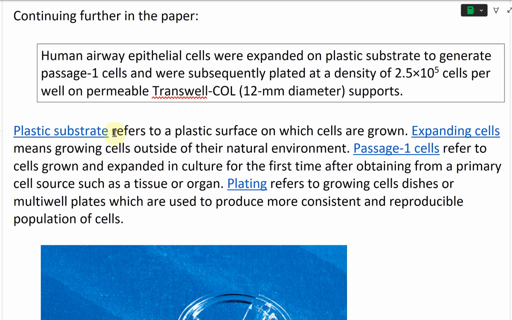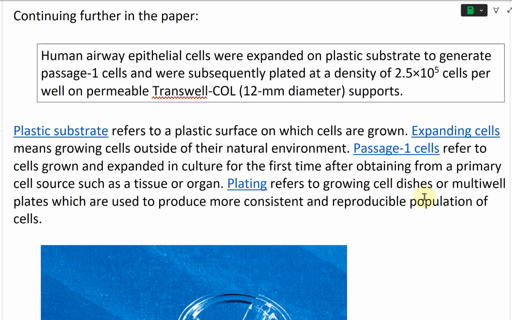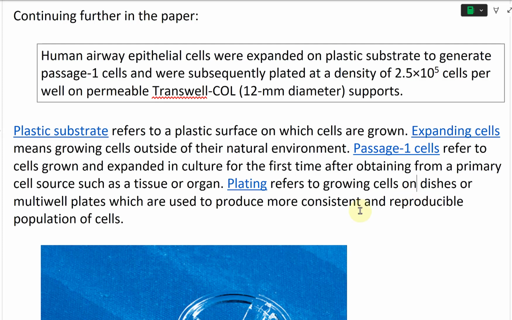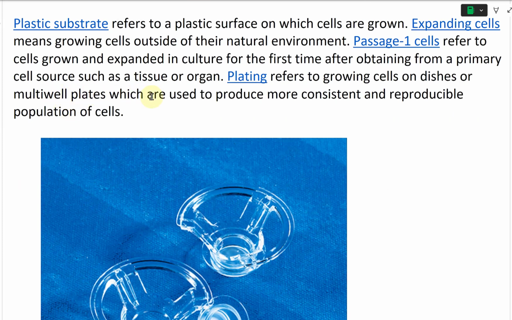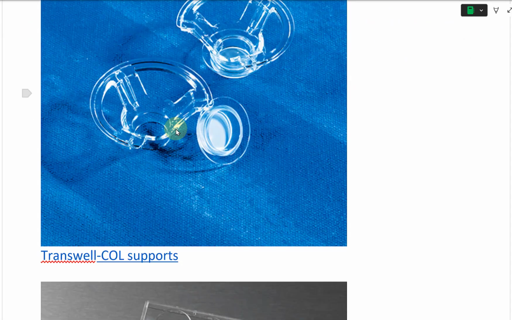So plastic substrate right here refers to a plastic surface on which cells are grown. And expanding cells means growing cells outside of their natural environment. And passage 1 cells refer to cells grown and expanded in culture for the first time after obtaining them from a primary cell source, such as a tissue or organ. And plating refers to growing cells on dishes or multi-well plates, which are used to produce a more consistent and reproducible population of cells. So multi-wells just have holes in them or tubes, very, very tiny.